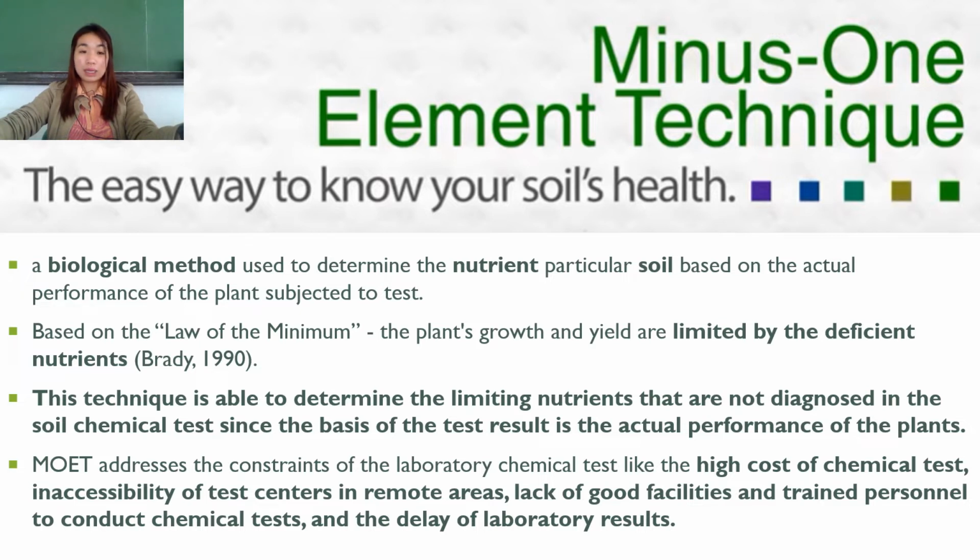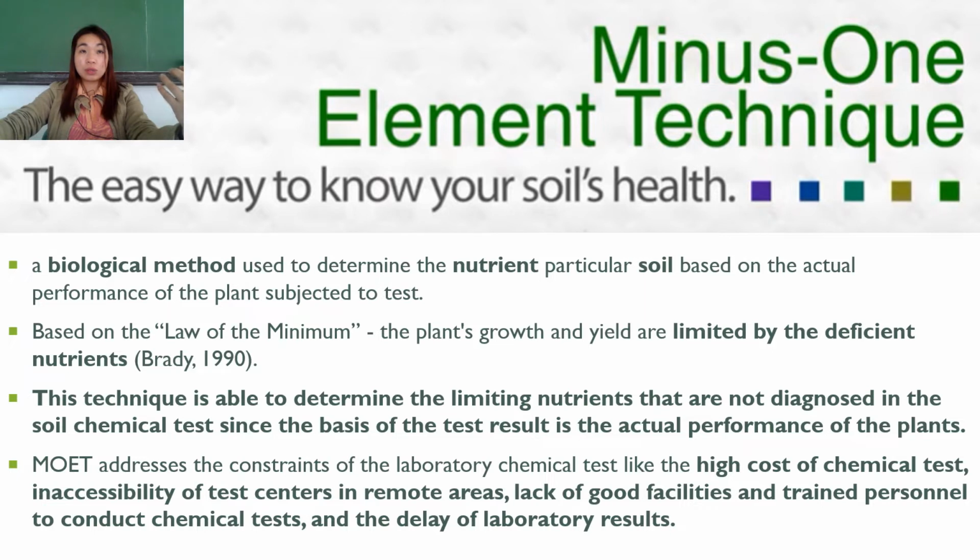So this -1 element technique is based on the law of the minimum, where it states that the plant's growth and yield are limited by the deficient nutrients. This means that if one crop nutrient is missing or deficient, plant growth will be poor even if other elements are abundant or present. So for example, you have applied phosphorus, potassium, and other nutrient elements in your soil, but you did not apply any fertilizer containing nitrogen. So therefore, that soil is limited by the nitrogen. Okay? Wherein, your crop will manifest what is the most limiting factor.